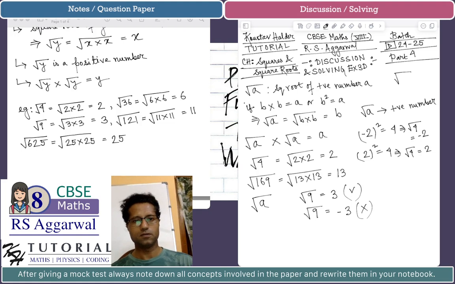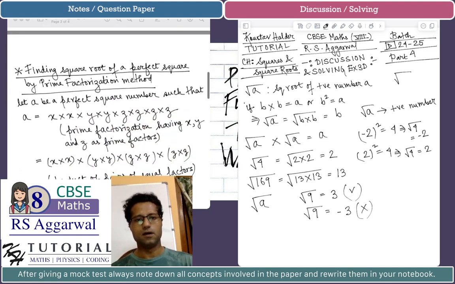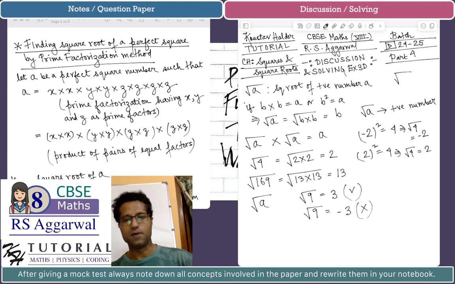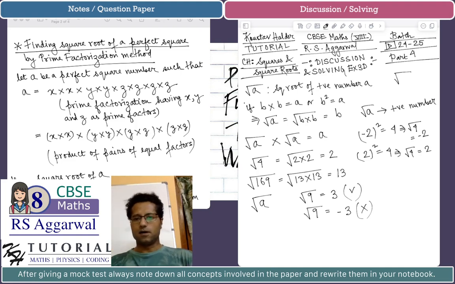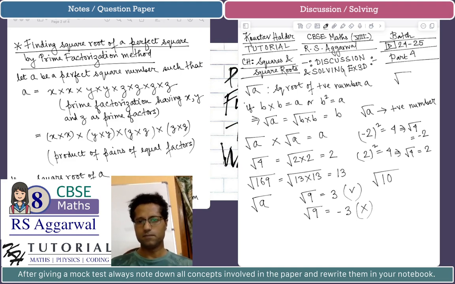So this was about the square root of a positive number and its definition. Now let's discuss one method of finding the square root of a perfect square. A perfect square is a number which is definitely a square of another number. If you are asked to find the square root of, let's say, 10, you cannot easily tell. You don't know immediately what number has a square of 10. Even though this value exists, we cannot immediately say.